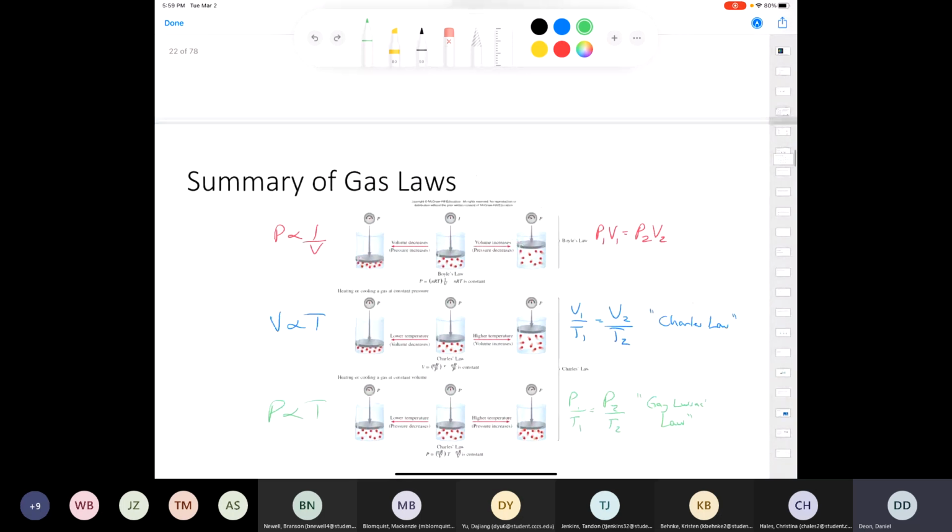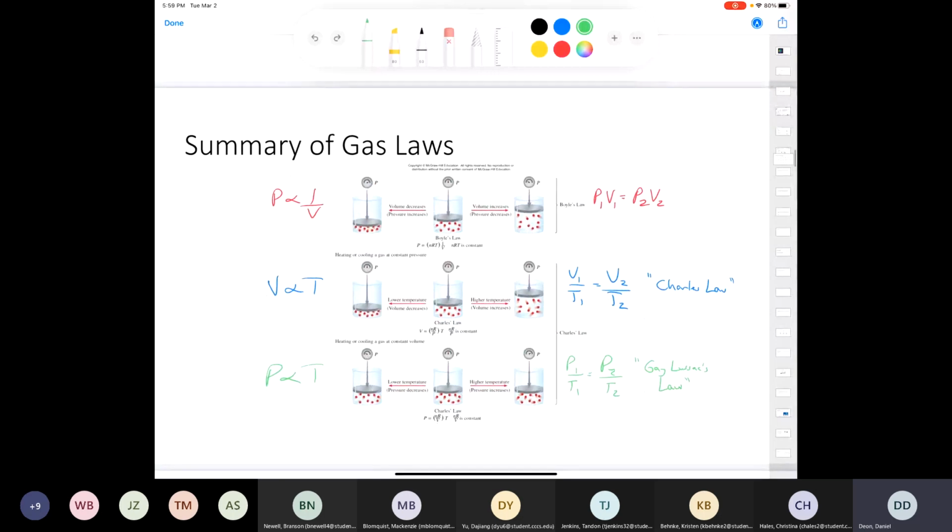Now, there's one more law that's not on here: Avogadro's law. It's the same Avogadro as in Avogadro's number. Avogadro's law is that volume is directly proportional to the number of particles. We can also write that as V1 over n1, the number of particles or moles, is equal to V2 over n2, like so.